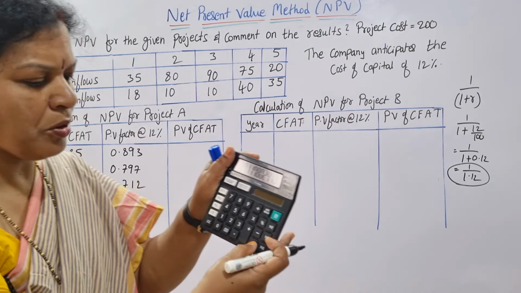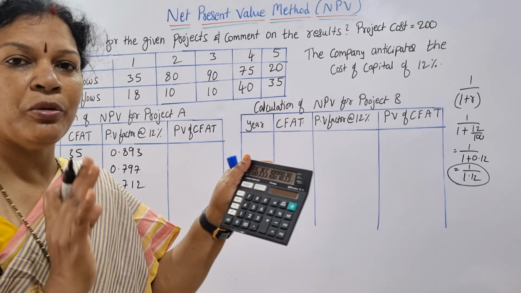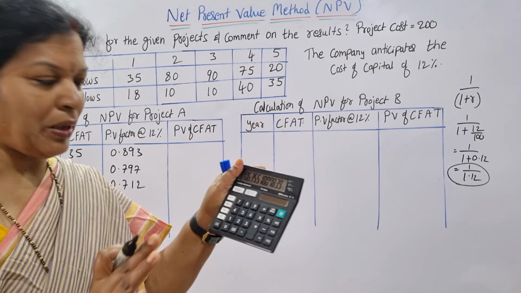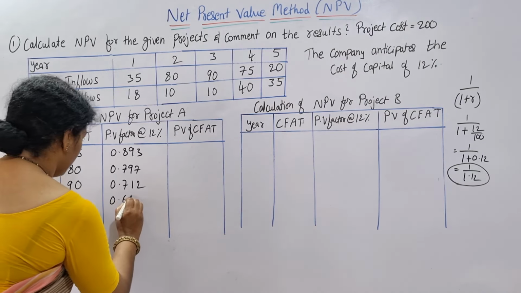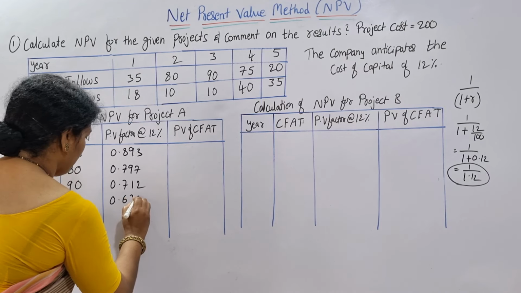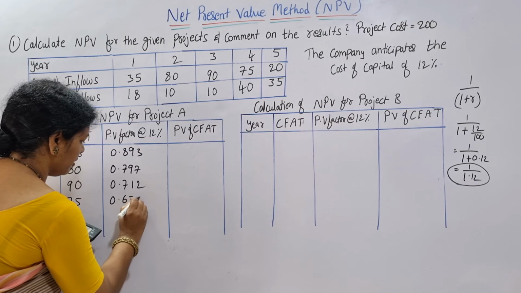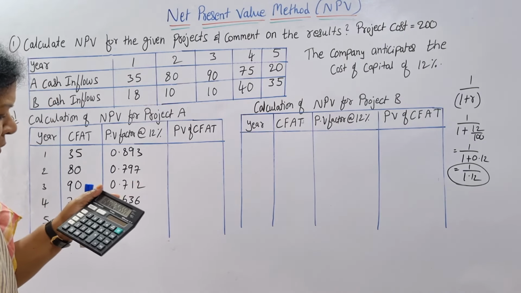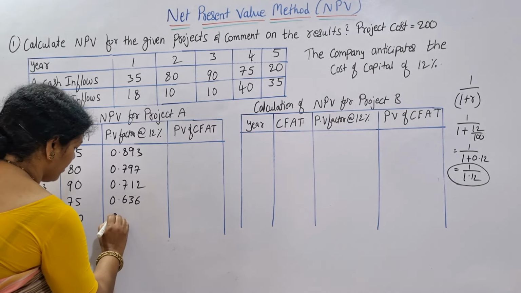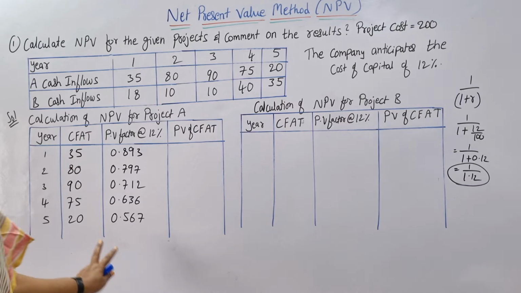Once again press equal, as many times as you want for every year. If you keep on pressing equal, you'll be getting the present value table. So this is 0.6355, so 0.636 I can take. Once again equal, 0.567. Like this we got the PV factors.